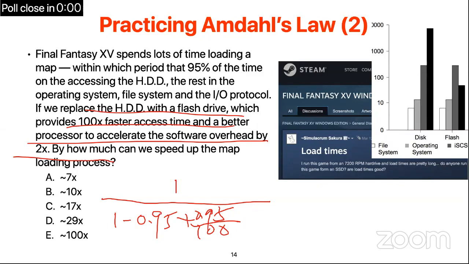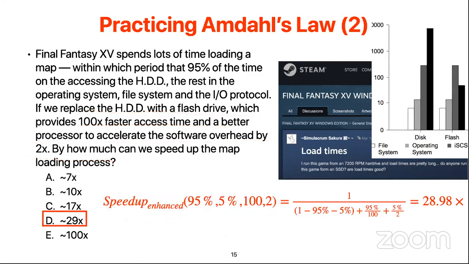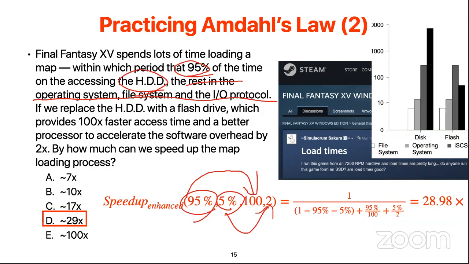So here's the thing. This question is actually an example of multiple optimizations, because this question is saying about 95% of time is accessing the hard disk drive. The rest of the time will be the software overhead for the 5%, right? So for the 95% of the time, we speed up by 100 times. For the 5% of time, we speed up by twice. So that would give us the 29 times speed up.